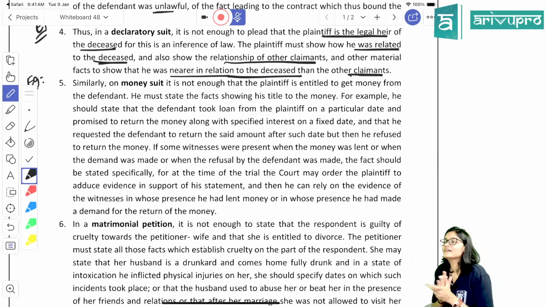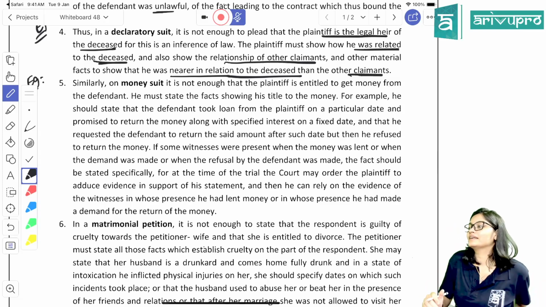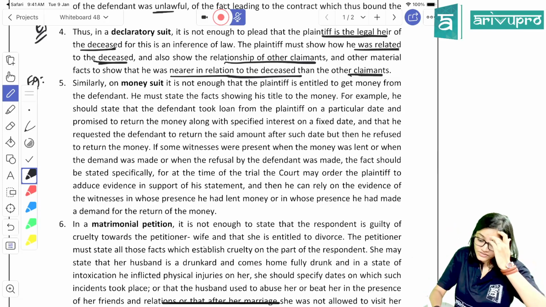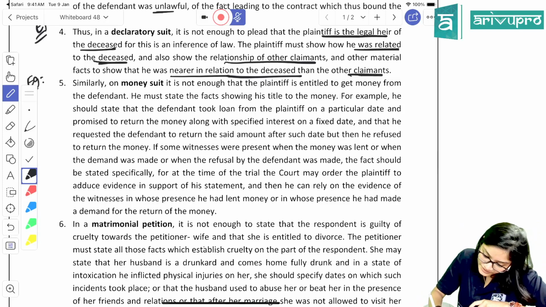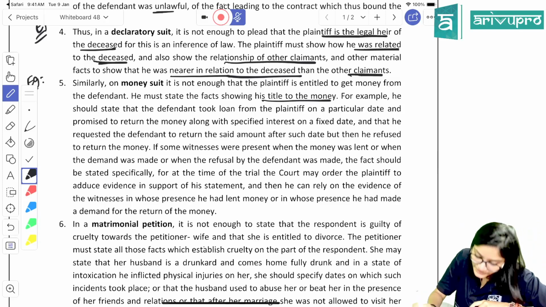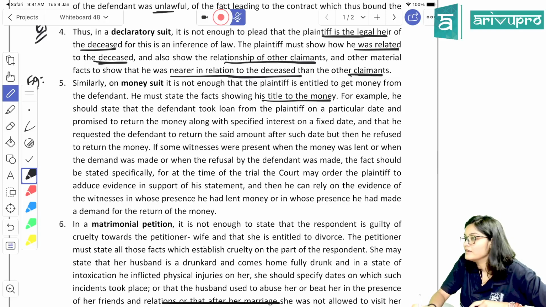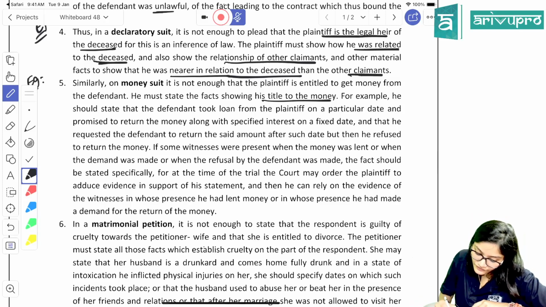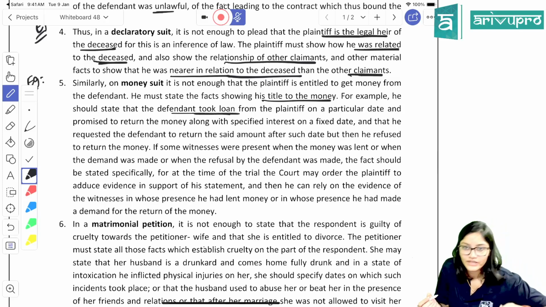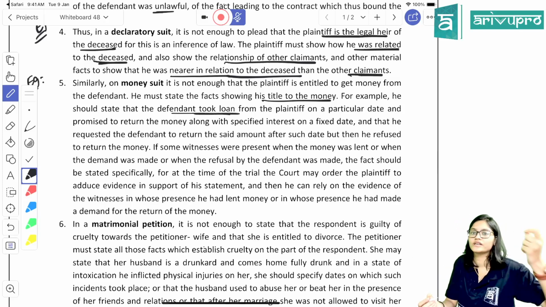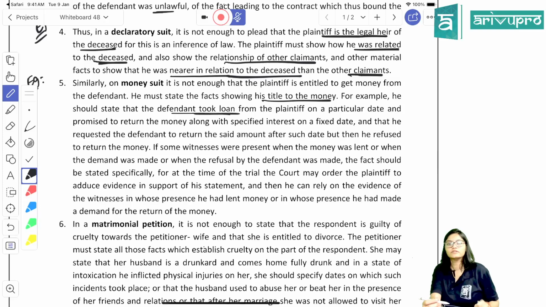Okay, yes. In a money suit, what we are saying is that it is just not enough that you say I want money. You must state the facts showing his title to the money. For example, he should state that the defendant took a loan from the plaintiff. If you have taken a loan, explain from what date, what was the interest rate, what you promised to return the loan, all these things, right?